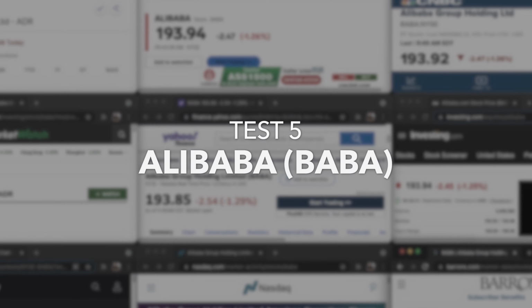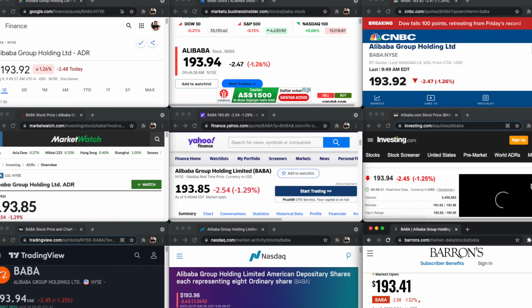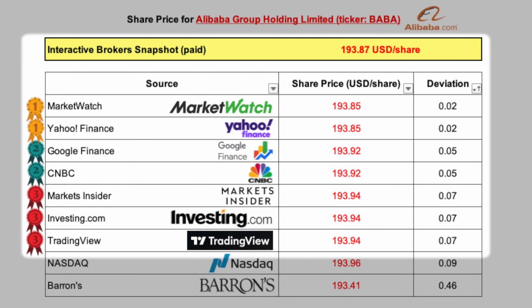The fifth test is on Alibaba because it is a Chinese company with ADR stocks listed on the US market. Here's the result. The top spot is shared by MarketWatch and Yahoo Finance with a 2 cents deviation, followed by Google Finance and CNBC at the second spot with a 5 cents deviation, and a 3-way tie between Markets Insider, Investing.com, and TradingView with a 7 cents deviation.